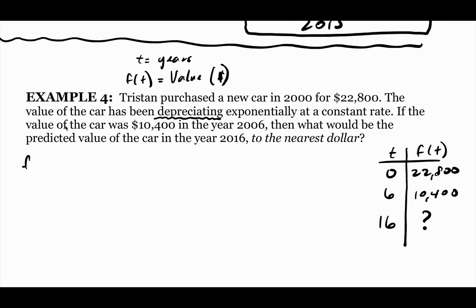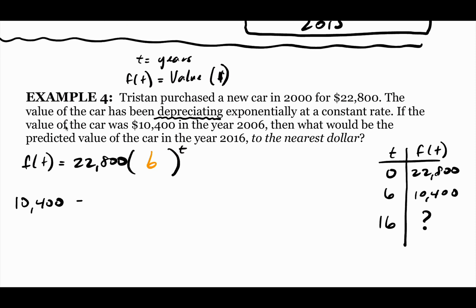Okay, so let's set up. Initial amount is 22,800. We don't know what B is. We've got to find B before I can plug in 16, right? My goal in the end is to plug in 16 here and get my answer. But until I find B, I can't do that. So I'm going to use one of my other points like I did before.